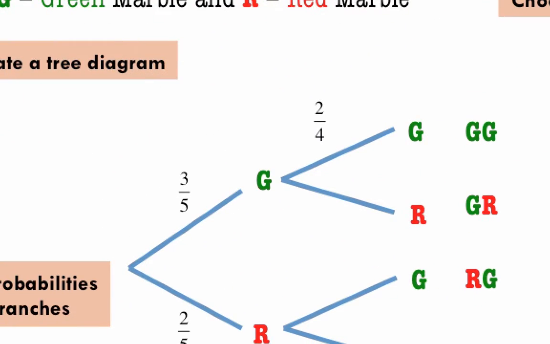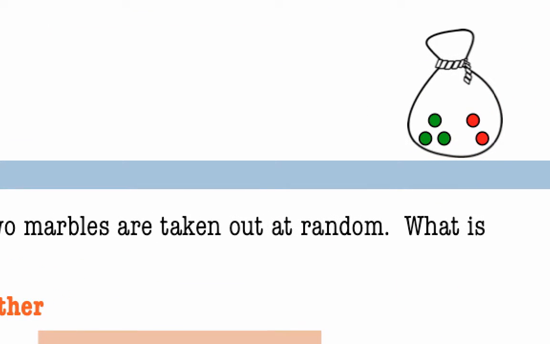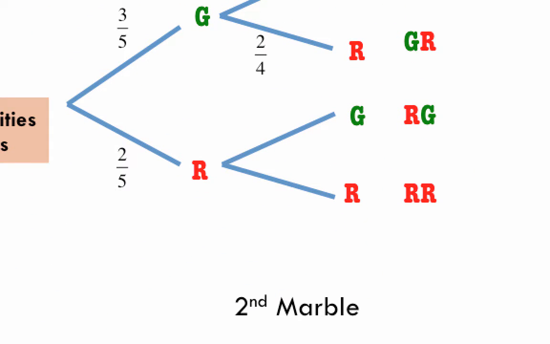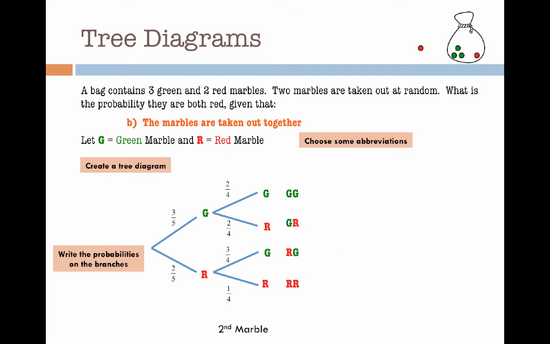I have a 2 in 4 chance of getting a green and a 2 in 4 chance of getting a red. Now, if I replace that green back in there and instead take a red out the first time, what do you think the probabilities of getting a green and a red are on the second marble? If you said that the probability of getting a green is 3 out of 4, and the probability of getting a red is 1 out of 4, you are correct. Now what do you think I'm going to do to work out the probability of getting 2 reds in a row?